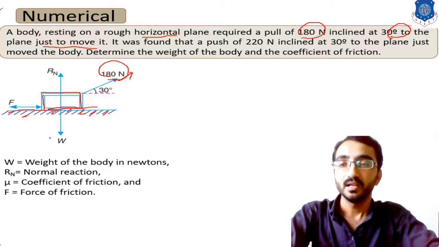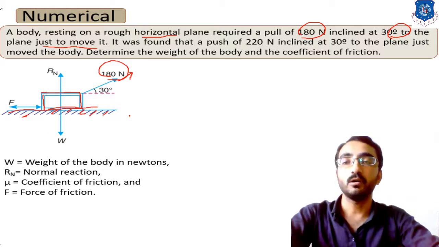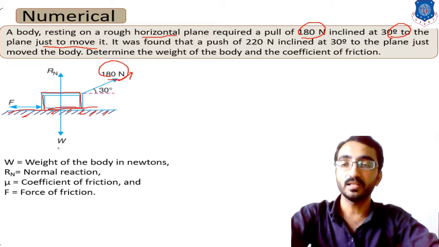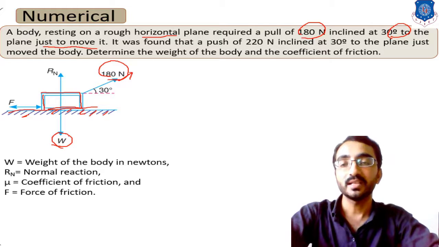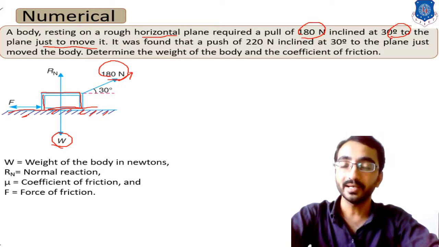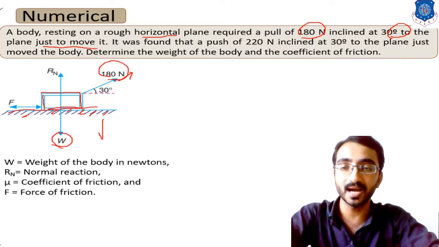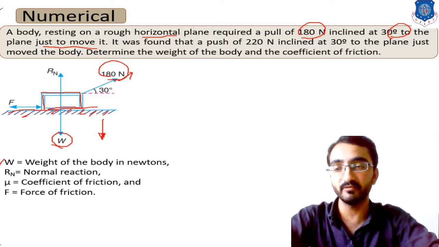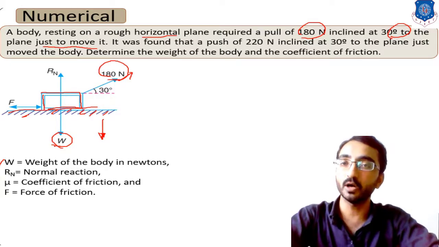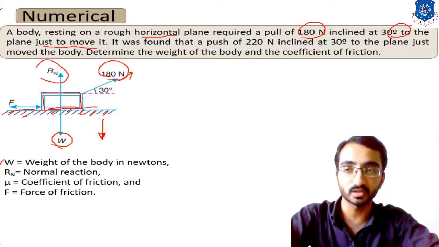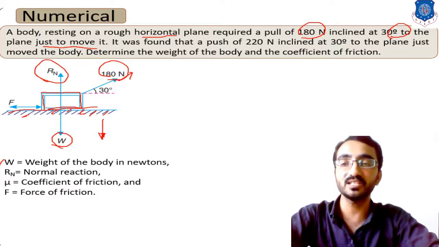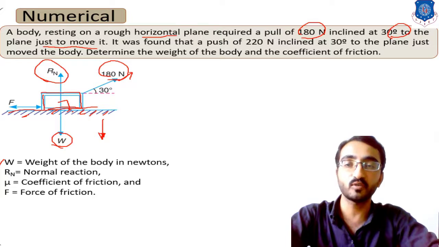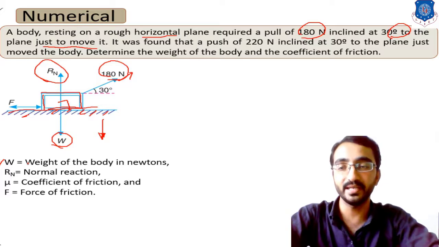Okay, so let's identify some fundamental terms. For example, the first term is the weight of the body. Whenever you assume any body, you always have to consider the weight of the body, and that component will always be in the vertical downward direction. So the first component W is the weight of the body. Now due to the weight of the body there will be a normal reaction force, and this normal reaction force will always be perpendicular to the surface of contact. Over here the surface of contact is horizontal, that's why the component is vertical.